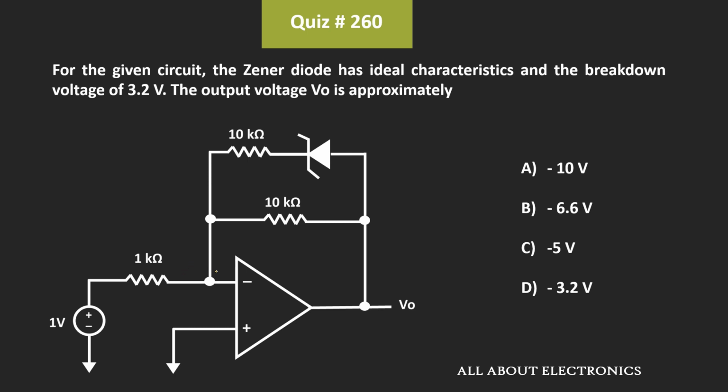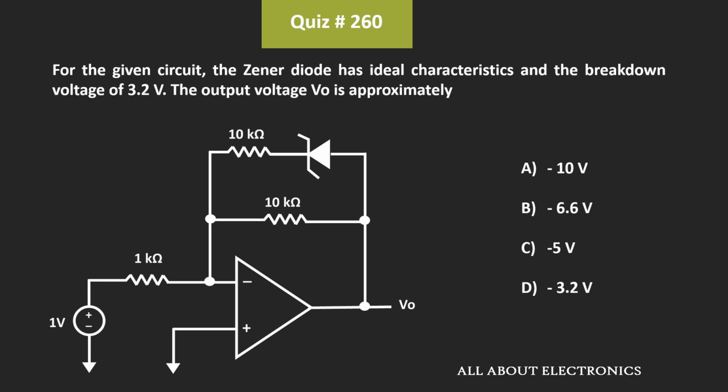So in this question, we have been given this op-amp circuit and we have been asked to find the output voltage. Here, the breakdown voltage of this Zener diode is 3.2 volt, but it is ideal otherwise. First of all, let us find out in which region this Zener diode is operating.